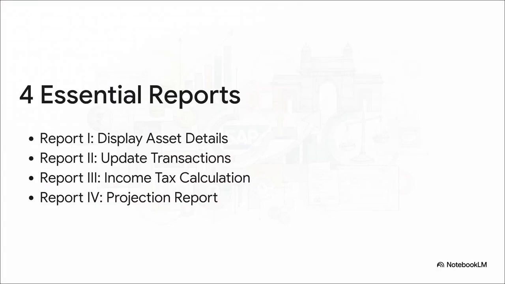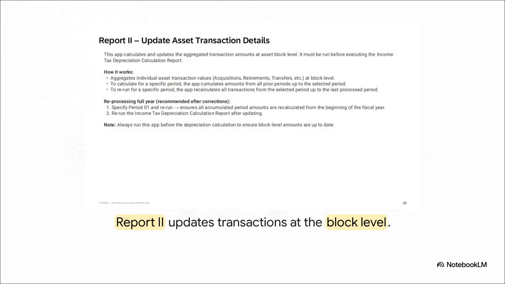SAP actually provides these 4 essential Fiori apps, which form the absolute backbone of the asset block management workflow. Report 1 lets you drill down from the block level to see the individual assets and aggregates everything. Report 3 is your calculator, and Report 4 is your forecasting tool. Now, there is a critical dependency here. Report 2, the Update Asset Transaction Details app, must always be run before the calculation report. Why? Well, because this is the app that actually aggregates the individual asset acquisitions, retirements, and transfers and pushes those values up to the block level. If you skip this step, your calculation engine will literally be reading outdated, unaggregated data, and nobody wants that.